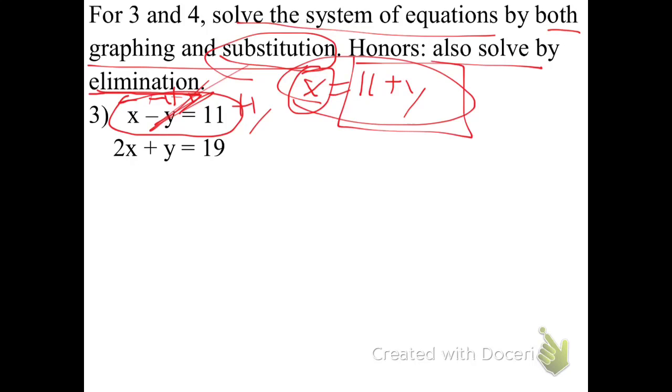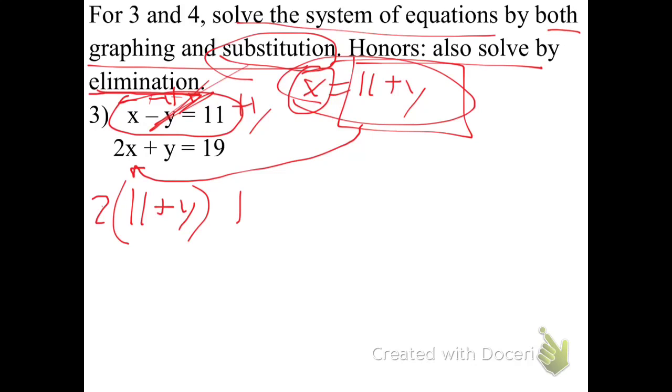Okay, now we have one of the equations solved for x. So we can take this right side and plug it in for the x in the other equation. And whenever you do that, remember you put it in parentheses. So wherever this x was is now this parentheses stuff. The plus y is still there and equals 19. Now we need to solve for y.